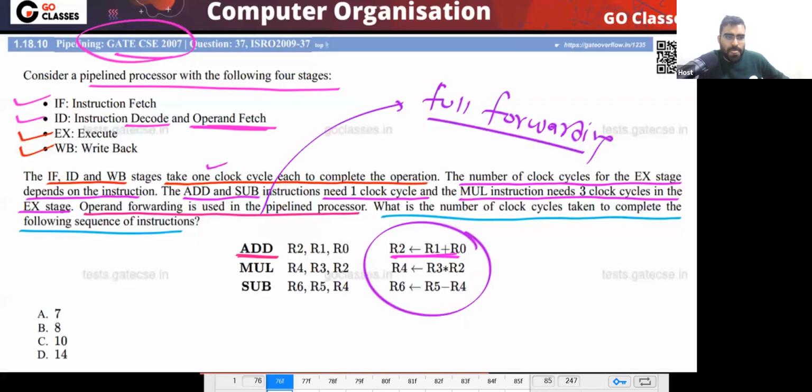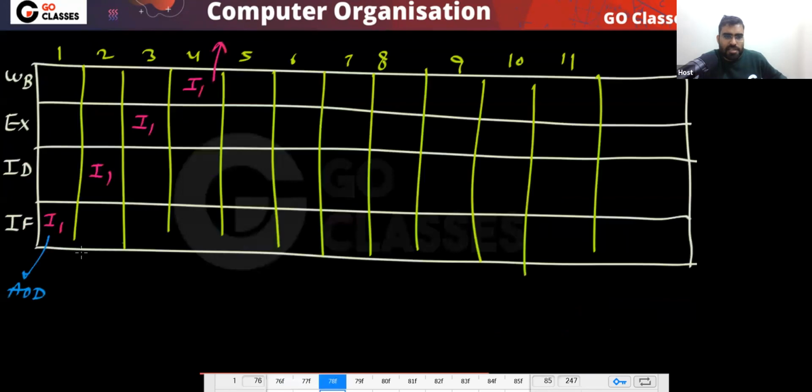Then let's see the multiplication instruction. How many cycles is it taking in different stages? This multiplication instruction is taking one cycle in all the stages except the execution stage. In the execution stage, it is taking 3 cycles. So this I2, your multiplication instruction, will go to instruction decode.